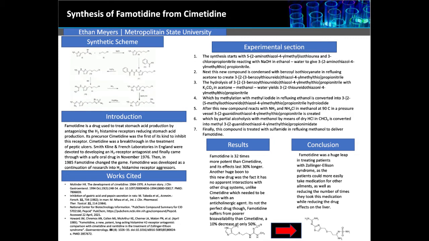The synthesis starts with the S2-aminothiazole 4-methyl isothiourea and 3-chloropropionitrile reacting with sodium hydroxide in ethanol water mixture to give us our first product. Next, this new compound is condensed with benzyl isothiocyanate in refluxing acetone to create the product we get next after our second reaction.